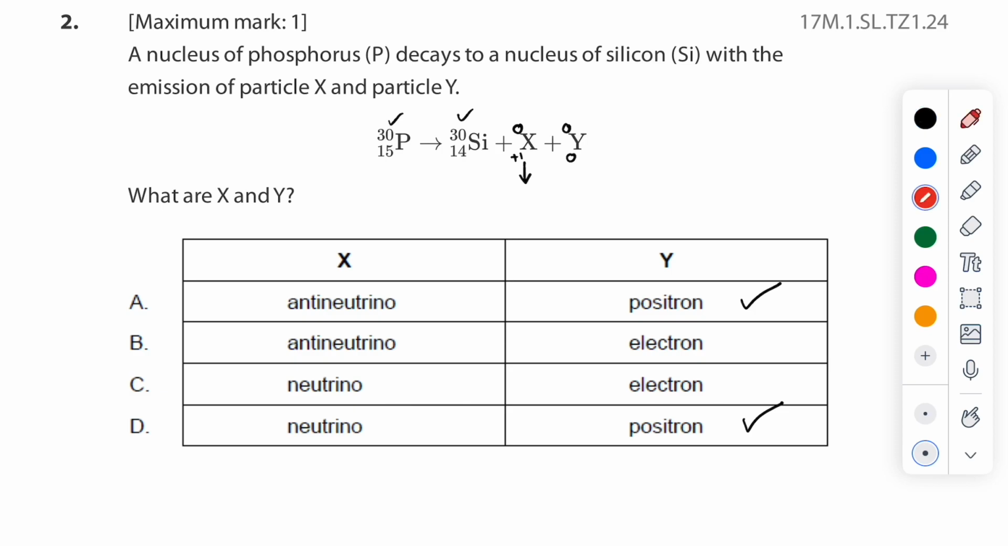But do remember that a positron is always associated with a neutrino. So option D is correct and option A is not correct, whereas an electron is associated with an antineutrino. So you have to see carefully, a positron will always come with a package of neutrino. Therefore option D is going to be the correct option.